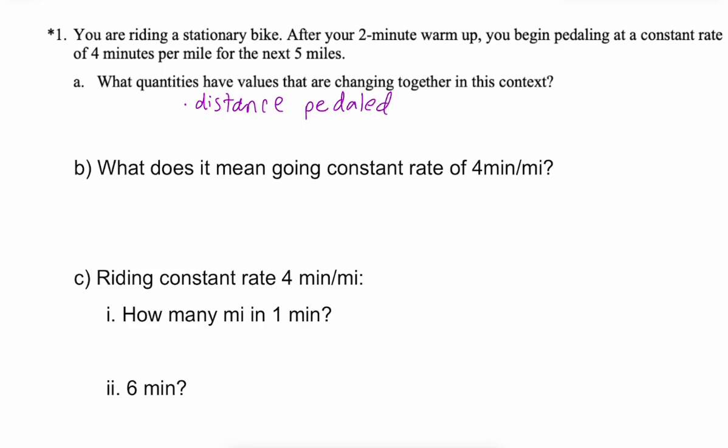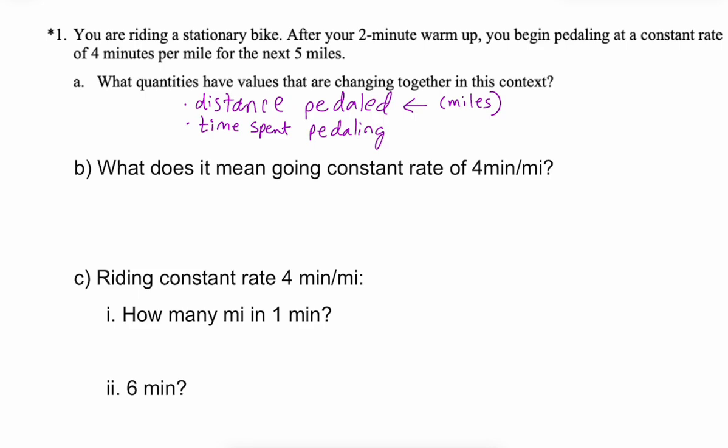So the miles, that would be the same thing. So if you wrote miles that we've pedaled or distance that we pedaled, but there's another thing that's changing. Yes. How long it takes, the time. So the main two things that are changing for this problem together, as the time changes, the distance changes. So those two quantities are changing together in that context, okay?